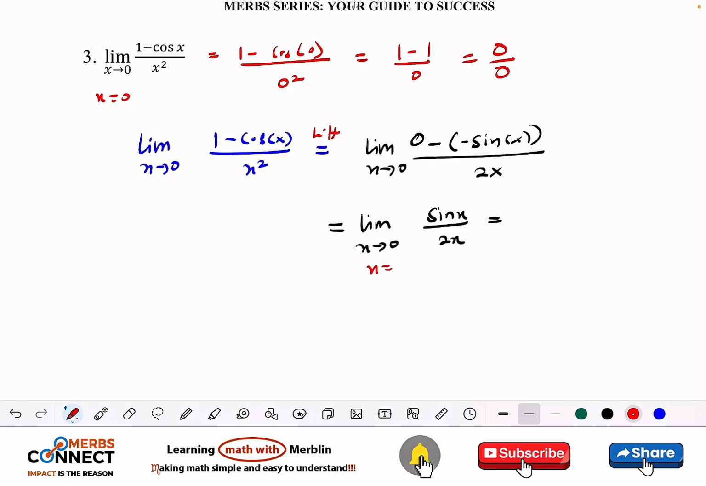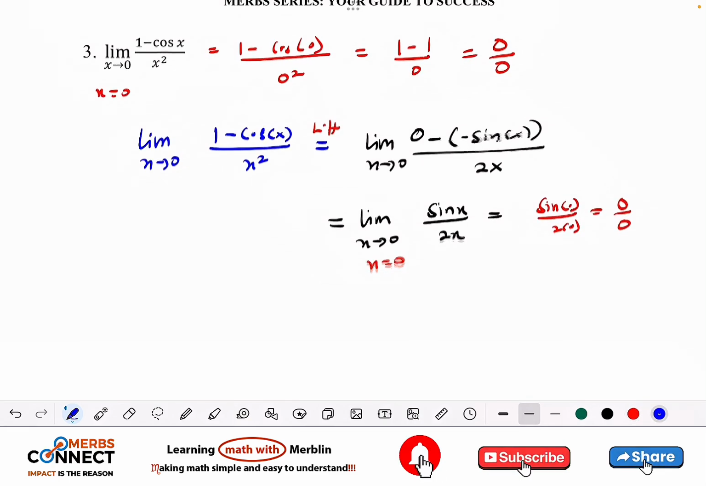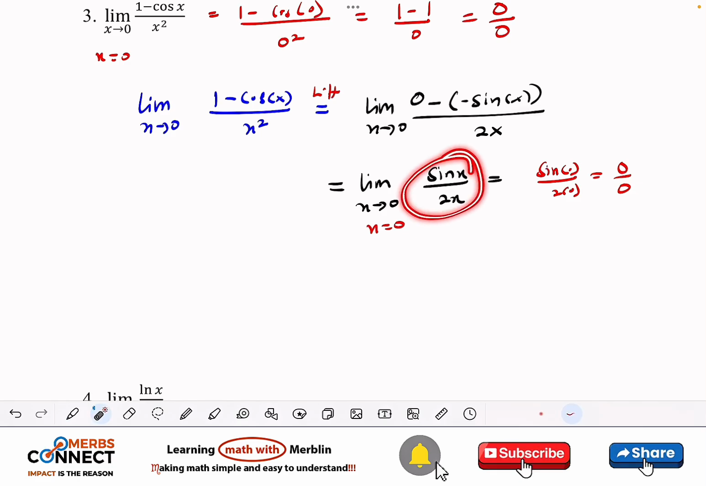When I set this one to 0 and put it inside, I'm going to have sin 0 divided by 2 times 0, and this is 0 over 0. So I need to apply L'Hopital's rule again, because when I did the direct substitution, it didn't work.